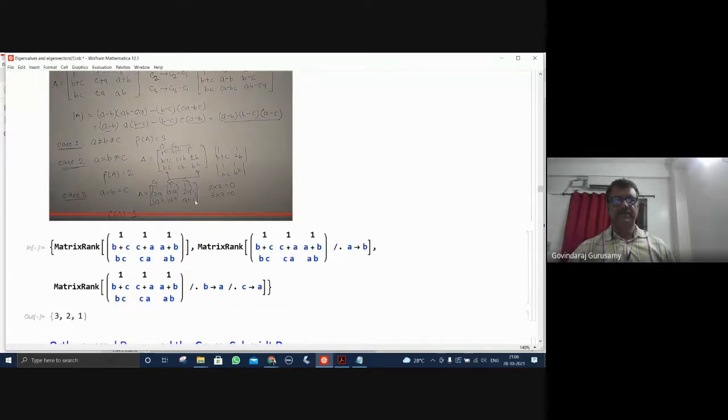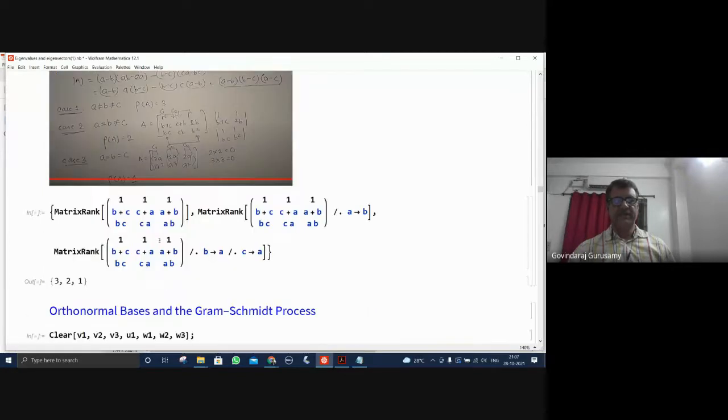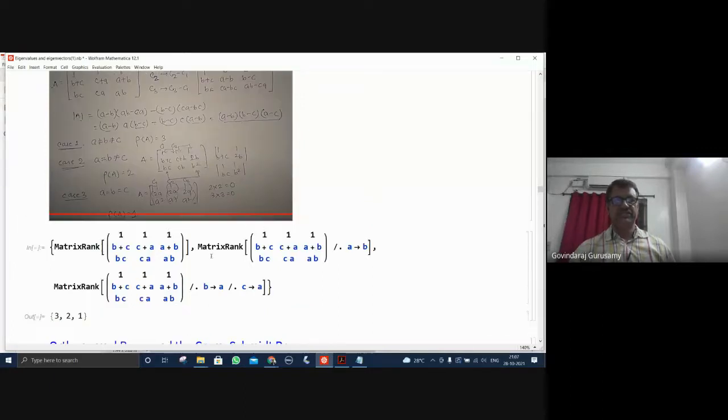That's why I have given this typical problem where you just take B plus C, C plus A, A plus B, and then BC, CA and AB with this matrix. Do these operations and find out the value of the determinant. Use this condition, find the determinant values, then compare it with this, and you'll get an idea. This is on the rank of the matrix. It starts from 3, becomes 2, and becomes 1 with these conditions.